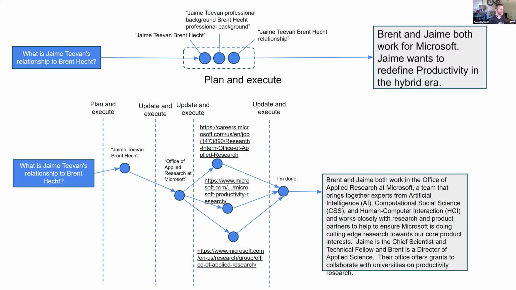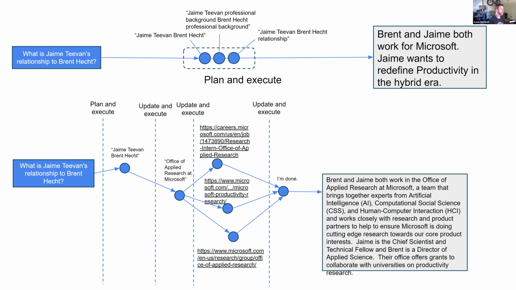But what I just showed you in the previous slides was an iterative pattern where it runs searches, it has a chance to think and update how it wants to search, then it runs some more searches, it updates how it thinks and runs some new searches. And so we first start out by searching Jamie Tiva and Brent Hecht, but then the next search is Office of Applied Research at Microsoft, which the model wouldn't know anything about except for looking at the results of this first search. And so we call this sort of an iterative planning pattern.